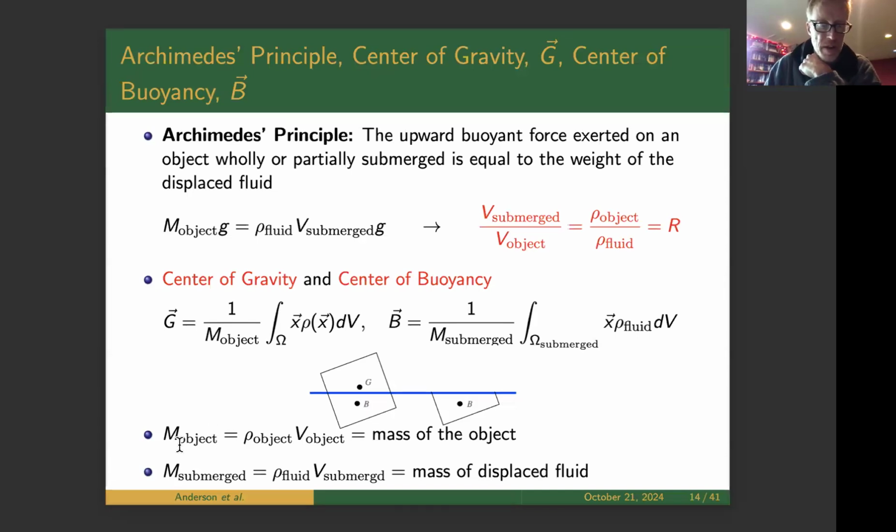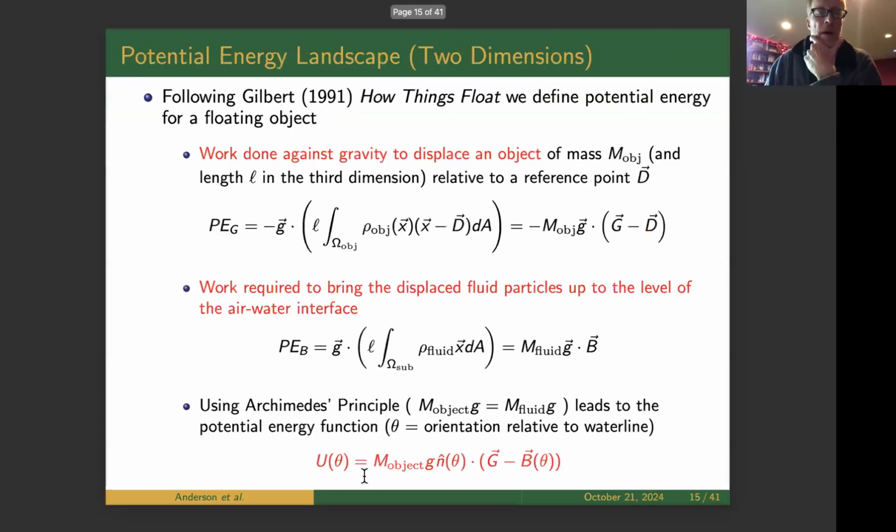Hopefully the notation is clear here, but I'm generally thinking of the object mass as the density times the volume, with those being constants. And then the submerged mass is referring to the displaced fluid. Maybe that would be a better subscript for that. But anyway, let me know if there are any questions about notation on any of this.